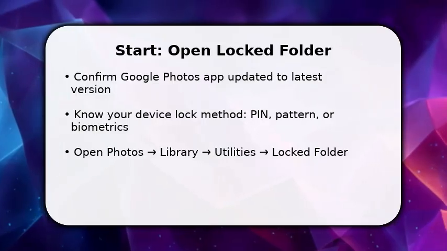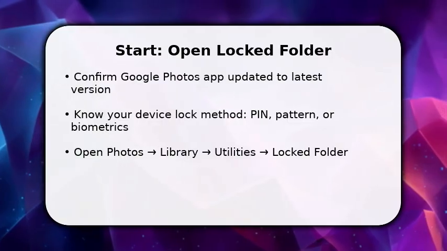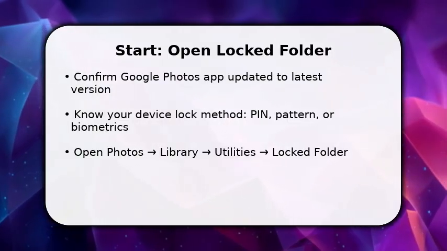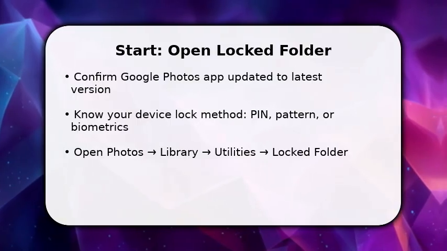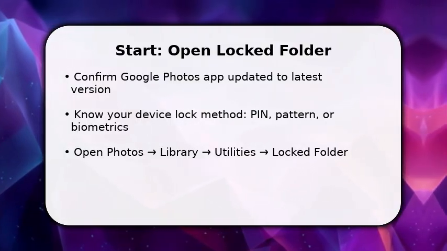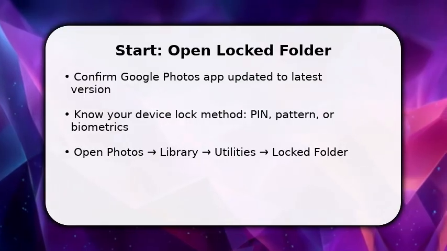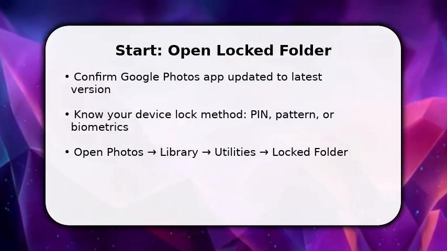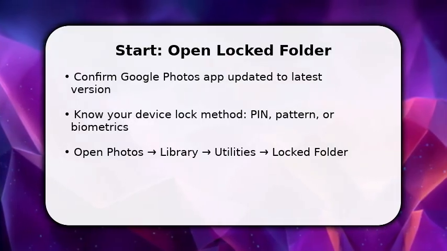You begin by opening Google Photos and navigating directly to Library, then Utilities, then Locked folder. You must authenticate with your device lock now. This ties the folder to system-level security. Once unlocked, tap the three-dot menu to access settings.